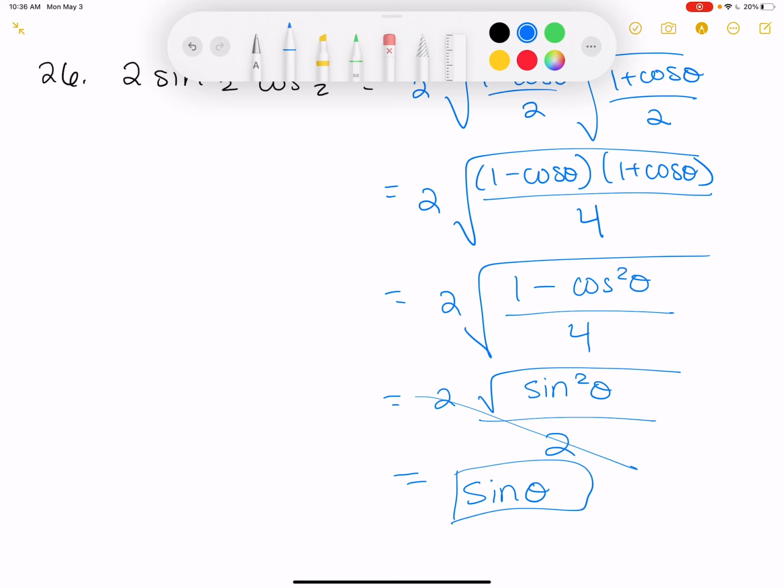I have a question. Is the only reason why there's a 2 on the outside because in the original thing it says 2 times sine? Okay, that's why I was confused. Now we knew that the thing was sine because of the Pythagorean identity, right? So that's how. I forgot about the division.